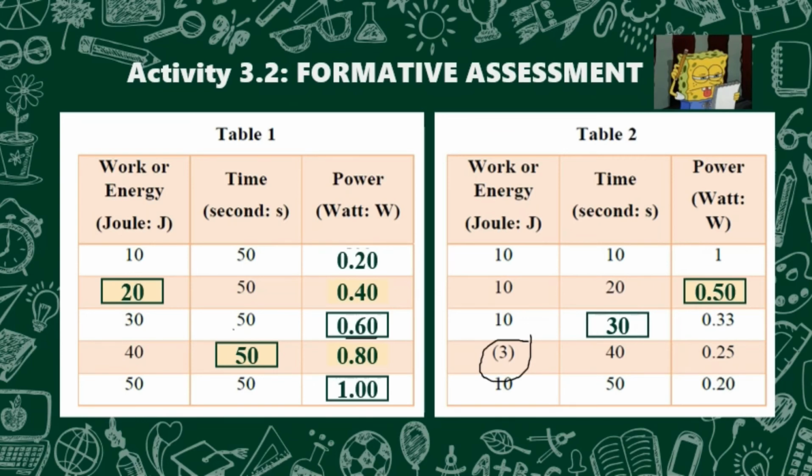Okay? And for the last number class, we are going to get work. Okay? So, to get work, again, multiply time and power. So, 40 times 0.25 equals 10. Very good. So, now, we have completed the table. We are ready to have the guide questions.